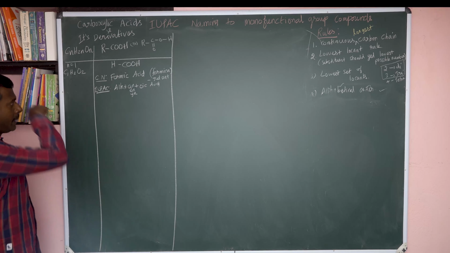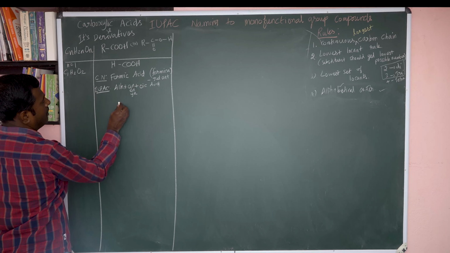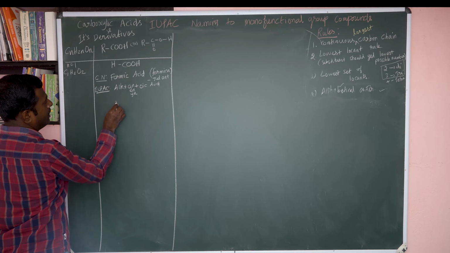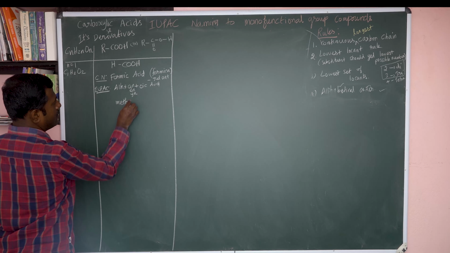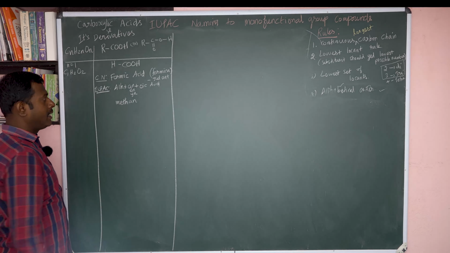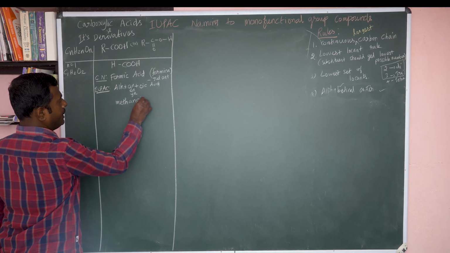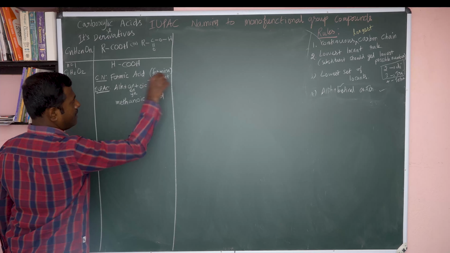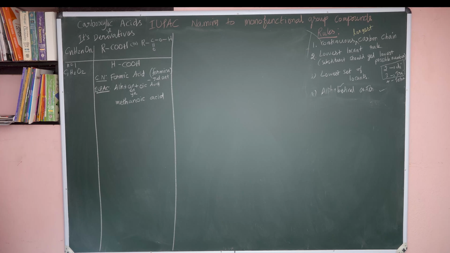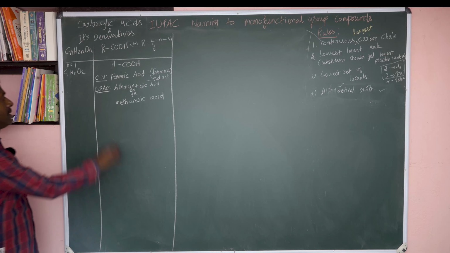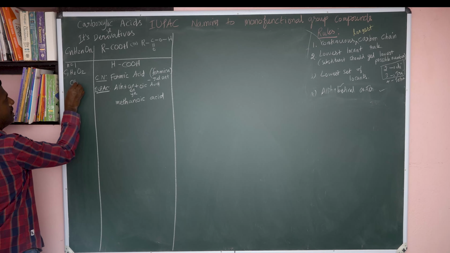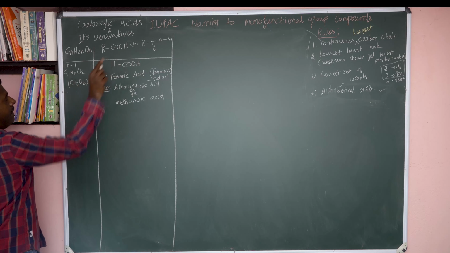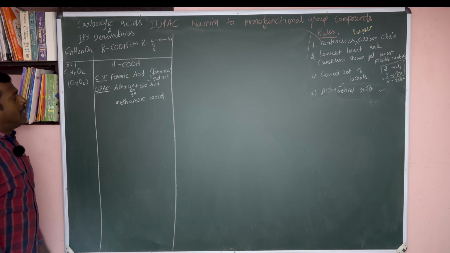So this formic acid contains only one carbon. So the root word is meth. There is no double bond, only one carbon is present, so it is considered an alkane, meth-an, plus oic acid. So methanoic acid is the IUPAC name of formic acid. The molecular formula for formic acid is CH2O2.